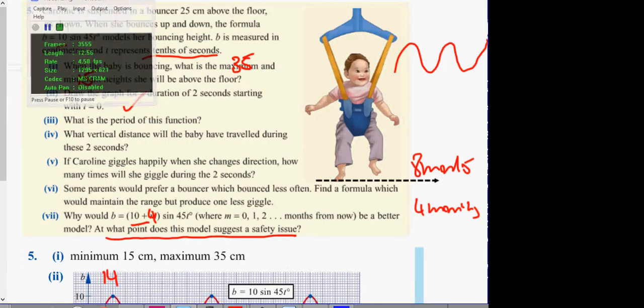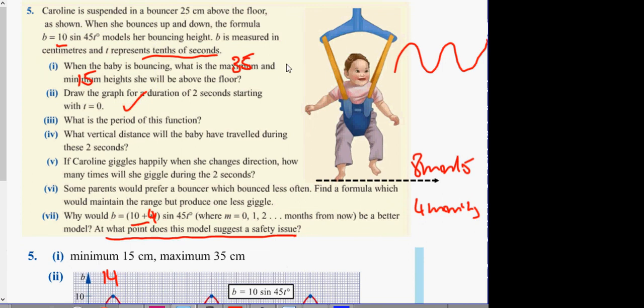Another point that could be made is, when the number of months m equals 15, the amplitude is going to be 25. That means the baby hits the floor. But I would argue, how long are you going to keep a toddler in a bouncer? Okay, so you might not make the 15 months. So both arguments are worth full marks.